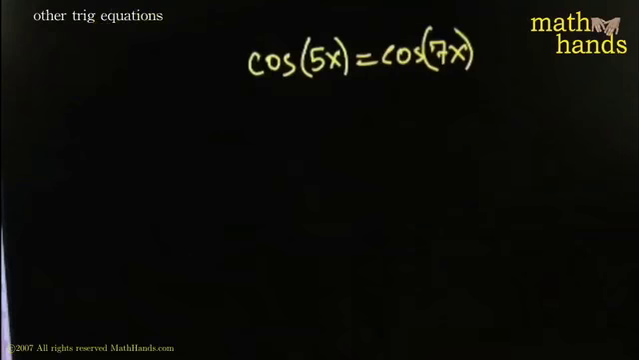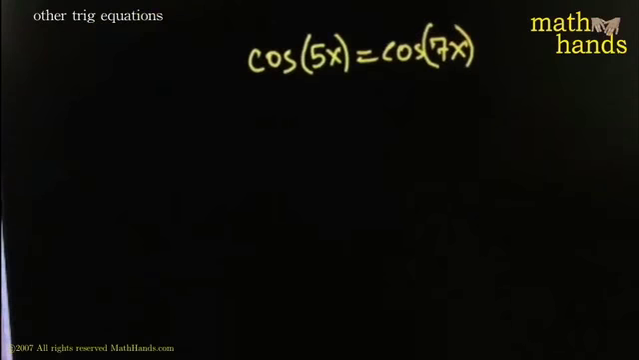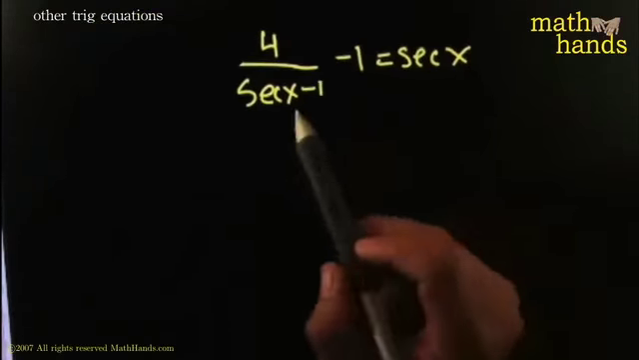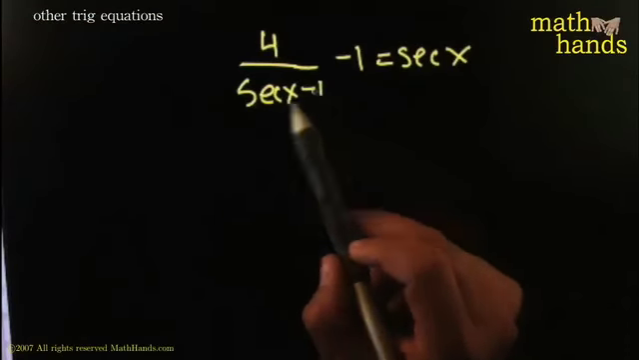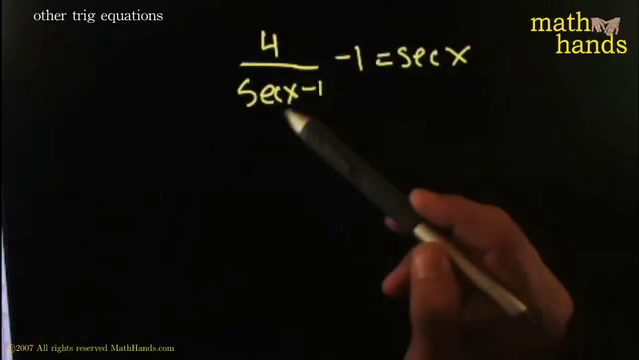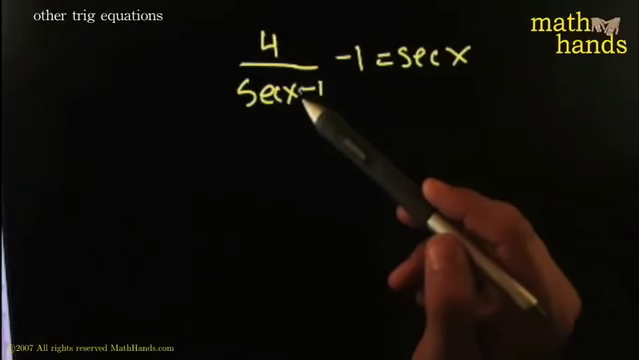Let's see the next one. On this one, I'm thinking that this one has a famous conjugate. The conjugate of it is secant x plus 1. And it's famous because if you multiply by it, it turns into a tangent square.